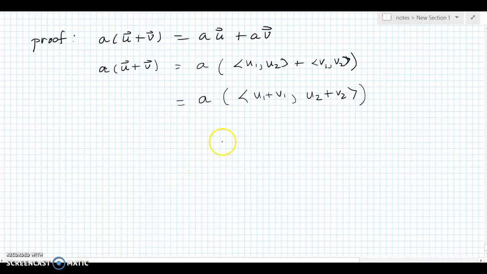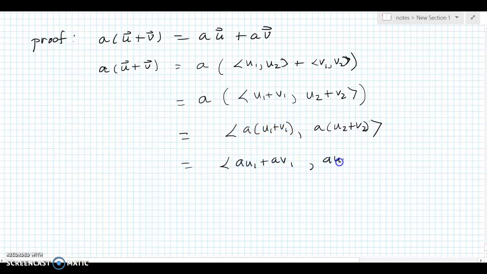So I know that my constant is allowed to come back inside here. So we have A times (U1 plus V1), comma, A times (U2 plus V2). There, I've got that vector. And I know these are just scalars, so I can distribute scalars, no problem. So I get A U1 plus A V1, comma, A U2 plus A V2. I have that.